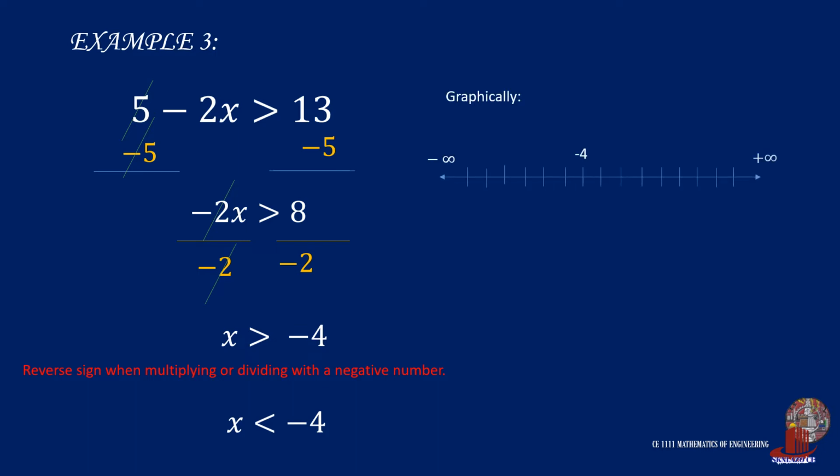Graphically, we show this as an open interval at negative 4, as the integer is not included in the answer. Take note that x is less than negative 4, but it is not equal to it. The arrow points to negative infinity. In interval notation, we translate the graph as negative infinity with a parenthesis, coupled with a negative 4 and closed with another parenthesis. The use of brackets and parentheses are discussed in the previous video.